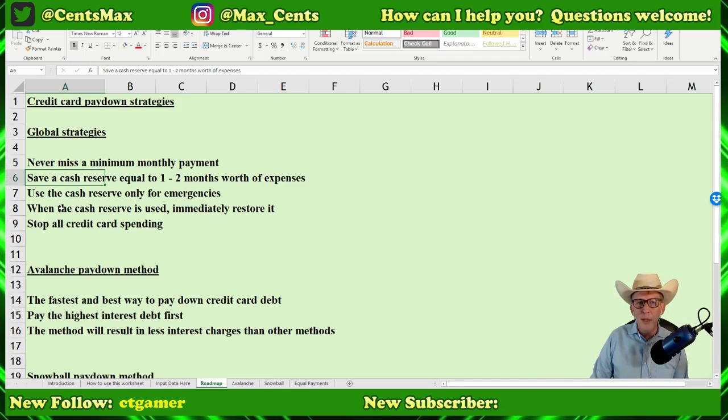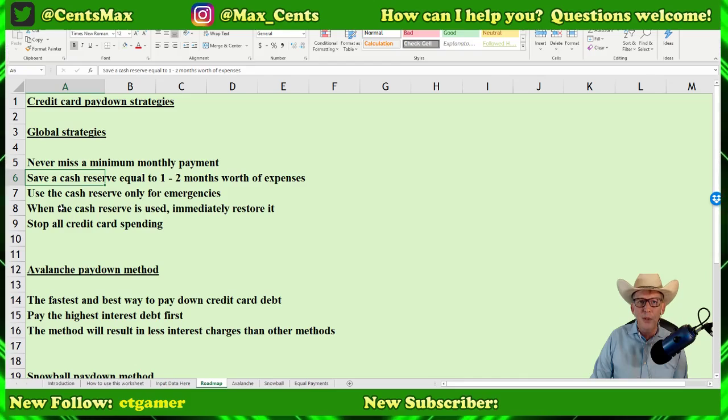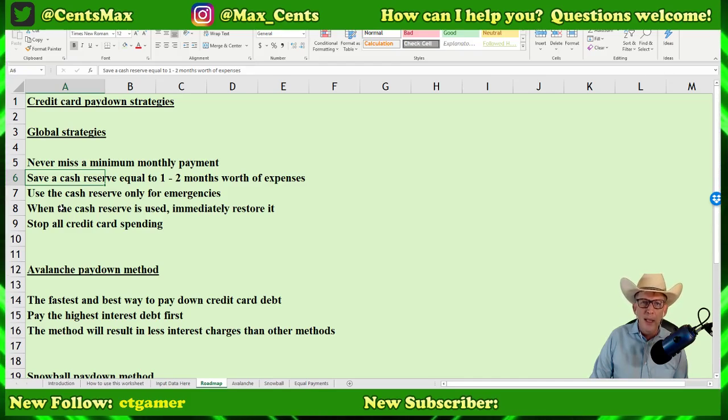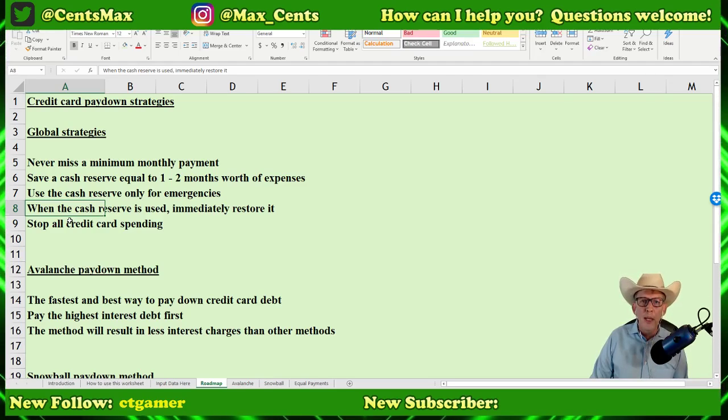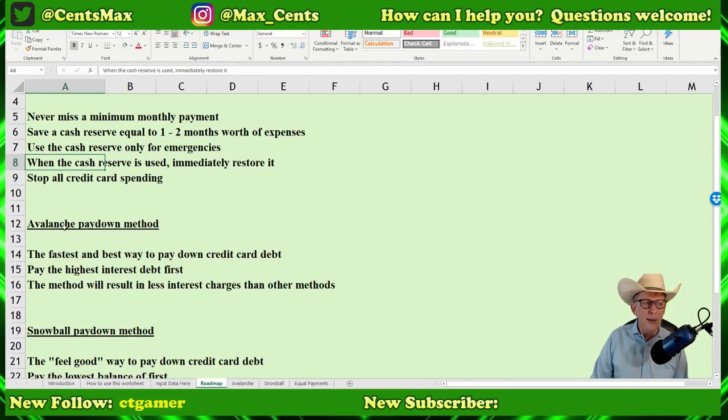So in line with that, one thing I recommend you do is save a cash reserve. I'm talking about cash money in the bank that's equal to about 1 to 2 months worth of your living expenses. And the purpose of this emergency fund is to give us some cash reserves to deal with life emergencies that inevitably happen, like maybe a major car repair or something like that. And because we have this cash in the bank, we won't have to use a credit card when these expenses come up. So use the cash reserve only in emergency and immediately restore it. And by doing this, you'll never have to worry about using credit cards again.